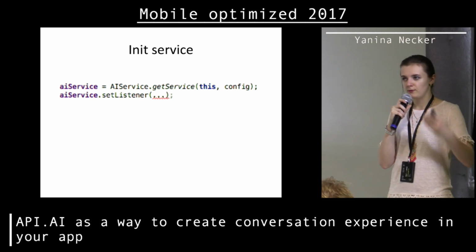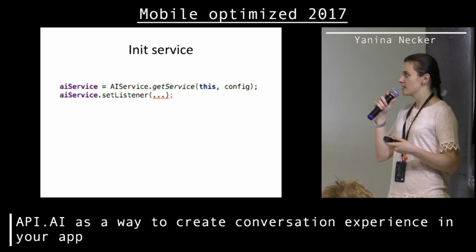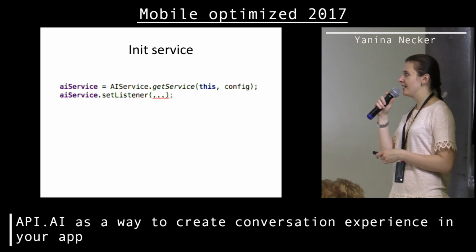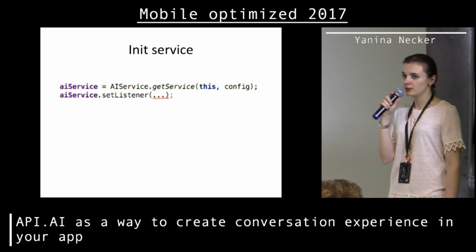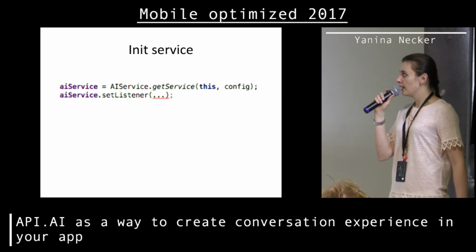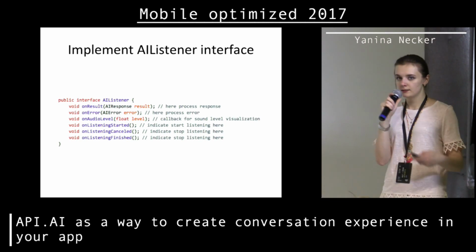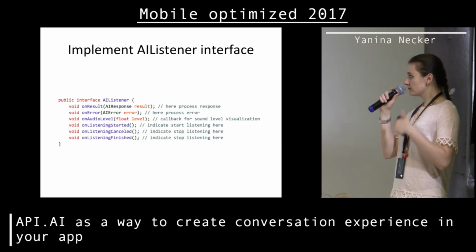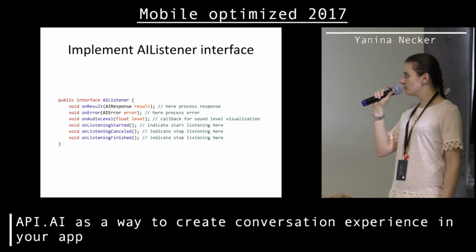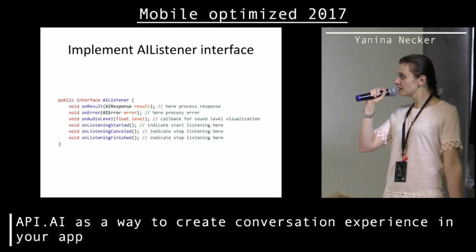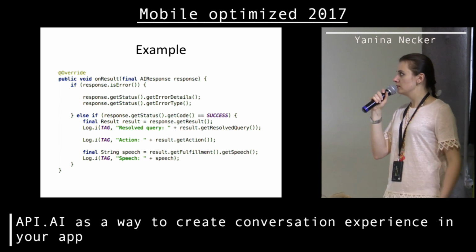Once you are equipped with the configuration file, you are ready to init the service. You just have to call the AI service's getService static method with context and the configuration that we have just created. And then you need to set a listener. A listener implements the given methods: onResult, onError, onAudioLevelChanged, onListeningStarted, onListeningCancelled, onListeningFinished. An example of onResult is provided here.